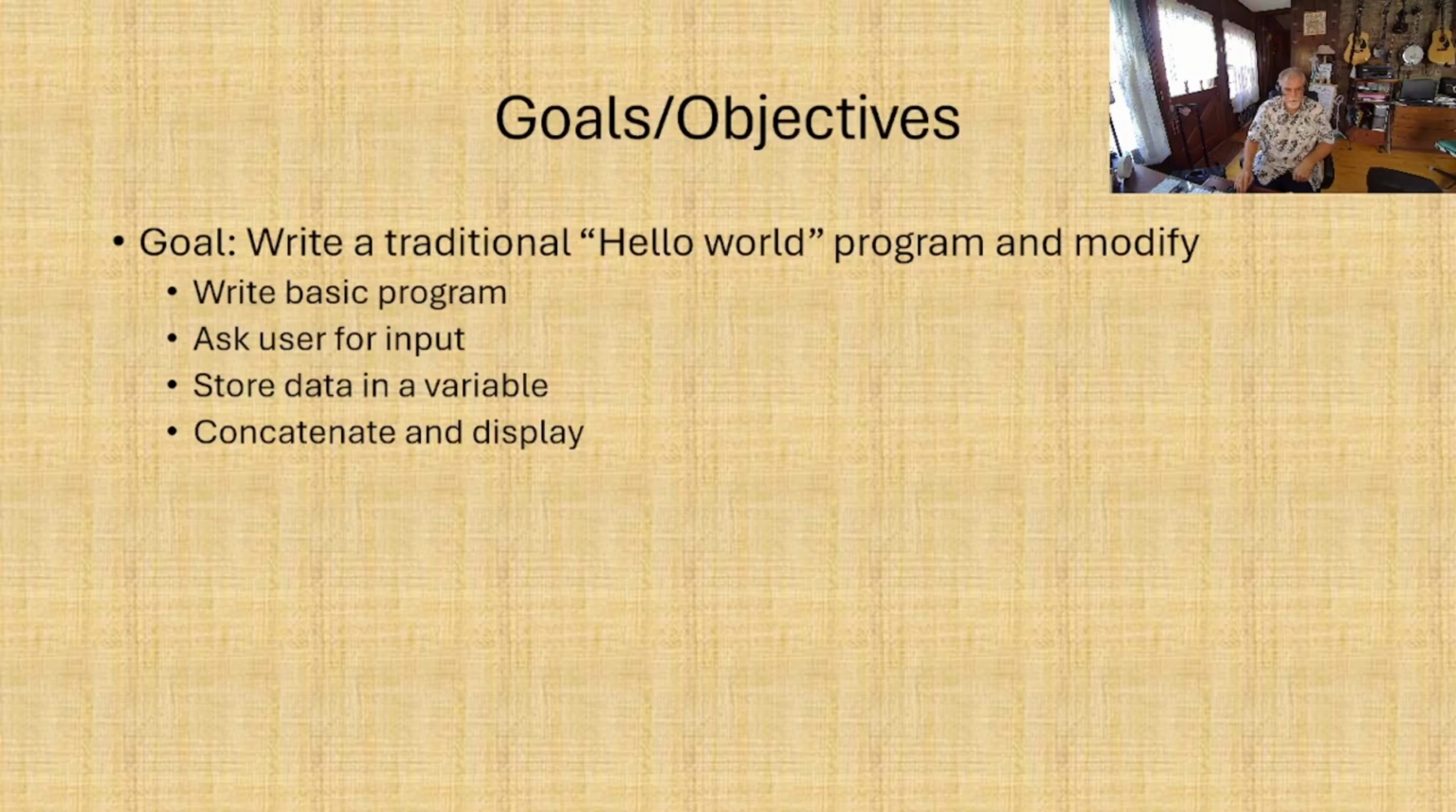Okay, the goals are to write a traditional Hello World program and modify it. We write the basic one which just says Hello World. Then we ask for input, store it, and concatenate it. It will say something like Hello Mr. O'Neill instead of just Hello World. Okay, let's get to the first program then.